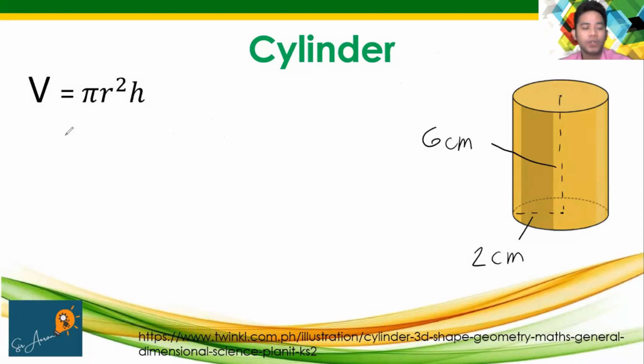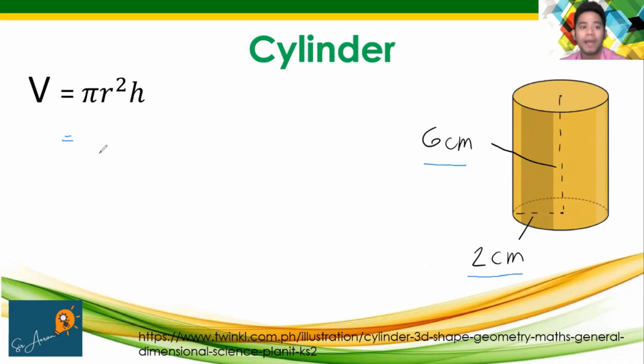So, substitute lamang natin yung mga given. Ang height ay 6 centimeters. Ang radius ay 2 centimeters. Ang radius ay yung sukat from the middle papunta dun sa isang side noong circle. So, yun yung radius. Then, imumultiply lamang natin iyon sa kanyang sarili dahil merong exponent na to.